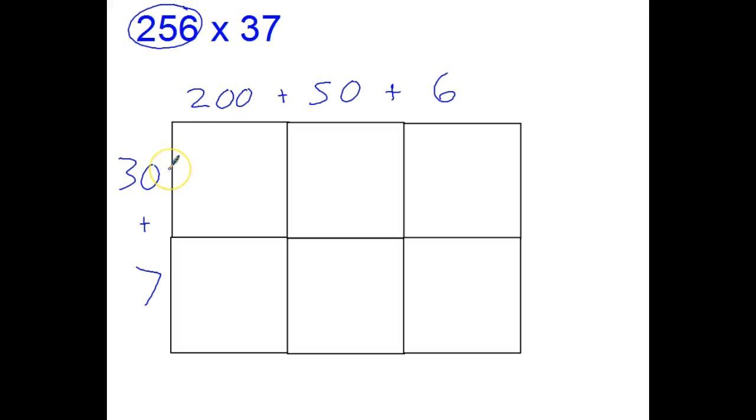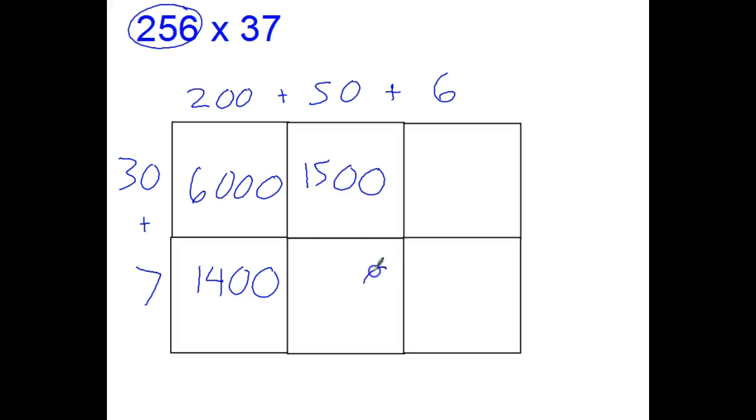200 times 30, I got 3 zeros, and 2 times 3 is 6. 7 times 200, 2 zeros, and 2 times 7 is 14. 50 times 30, 2 zeros, and 3 times 5 is 15. 7 times 50, 1 zero, and 5 times 7 is 35. 6 times 30, 1 zero, and 6 times 3 is 18. And 6 times 7 is 42. And notice we still only have that one number in the ones place again.